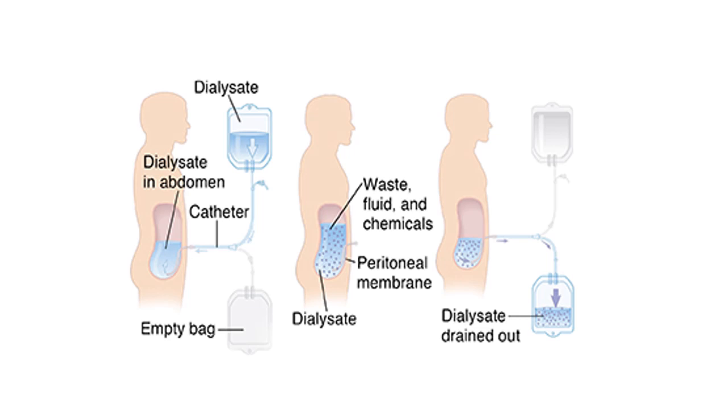Okay, the second picture shows waste fluid and chemicals in the peritoneal membrane with the dialysate solution still in the abdomen. And the third diagram shows the dialysate being drained out, and then we repeat the process all over again.